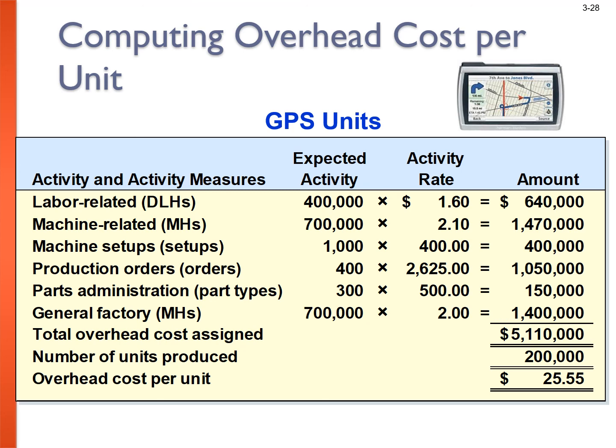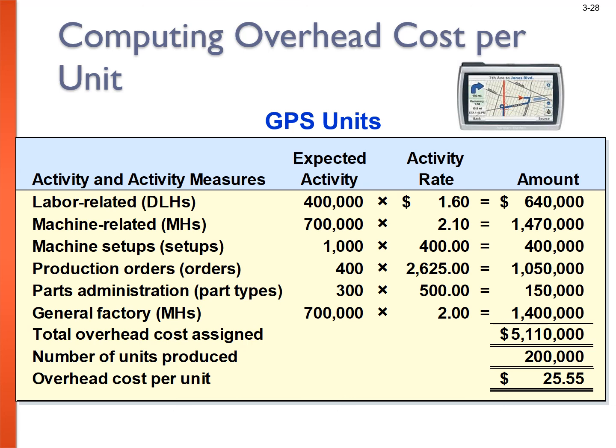Machine setups for the GPS unit, they're expecting to set up the machines 1,000 times $400 per setup. Production orders, they're expecting 400 of those being charged out at $2,625. So there's the overhead for that activity, $1,050,000. And you would do the same with the parts and the general factory overhead. Remember, we're doing machine hours. For the GPS, they use 700,000 of the machine hours times $2, $1.4 million. So the total overhead for the GPS units, 5,110,000.